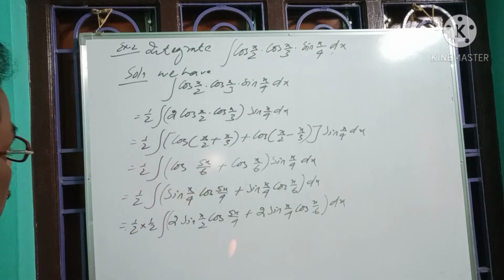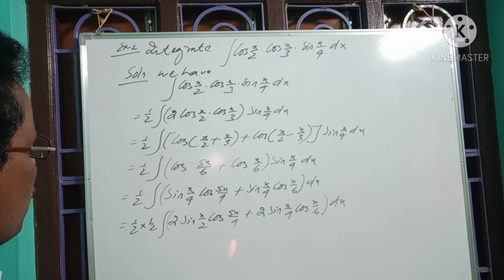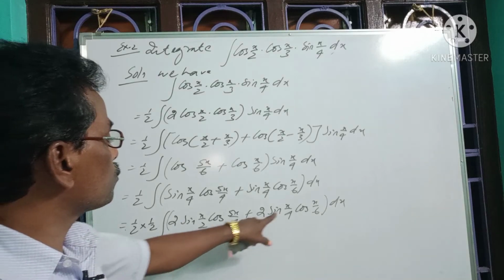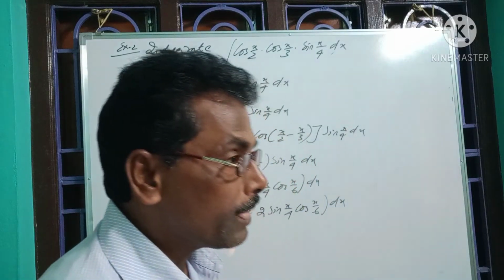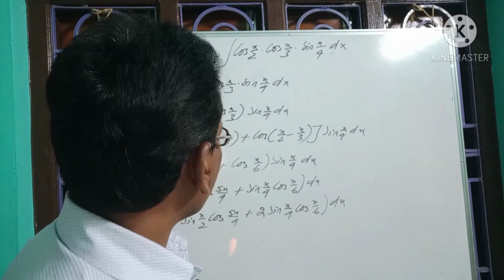Now after multiplying 2 and half we got 2 sin a into cos b. So 2 sin a into cos b is sin of a plus b plus sin of a minus b.